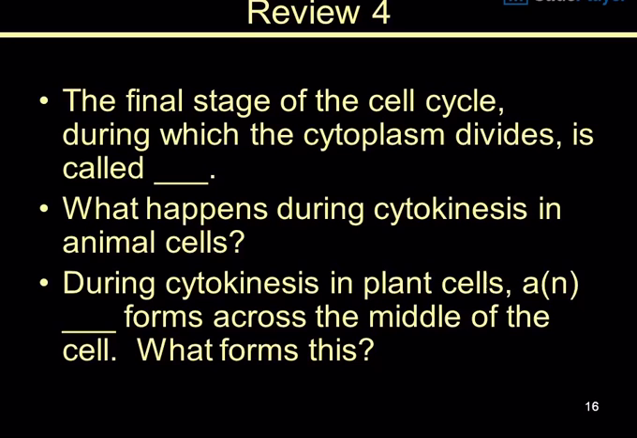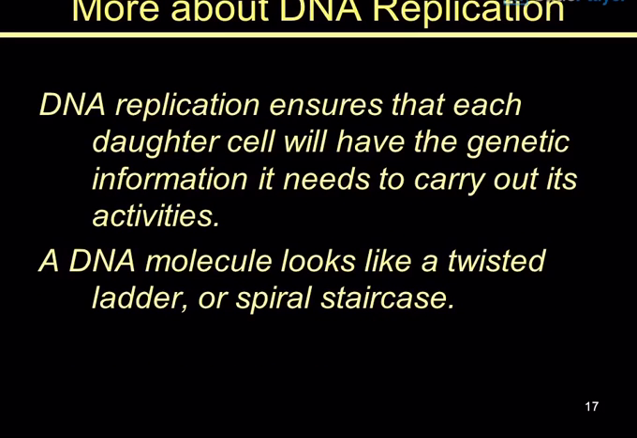Review 4. The final stage of the cell cycle, during which the cytoplasm divides, is called _. What happens during cytokinesis in animal cells? During cytokinesis in plant cells, a _ forms across the middle of the cell. What forms this?